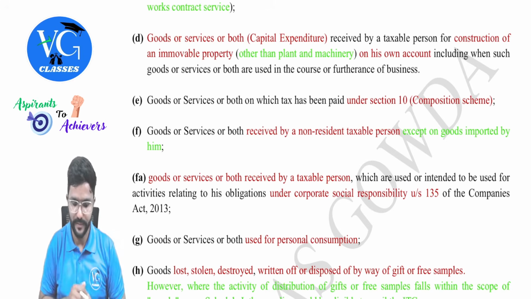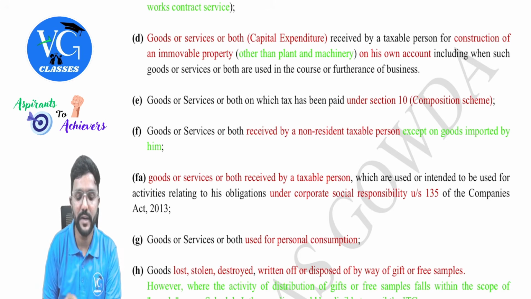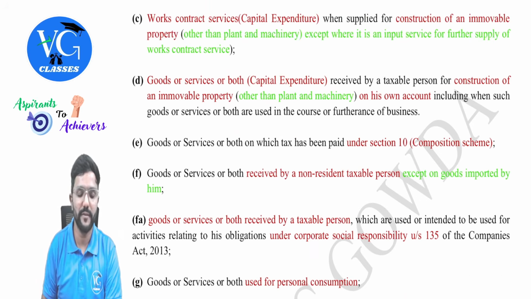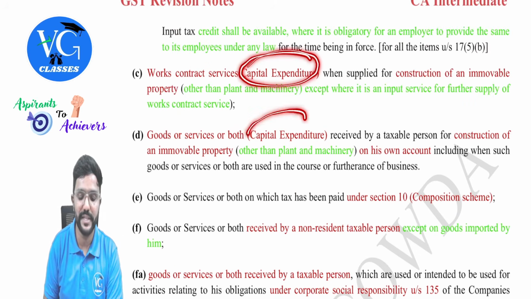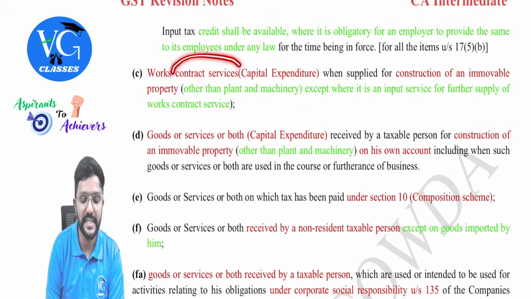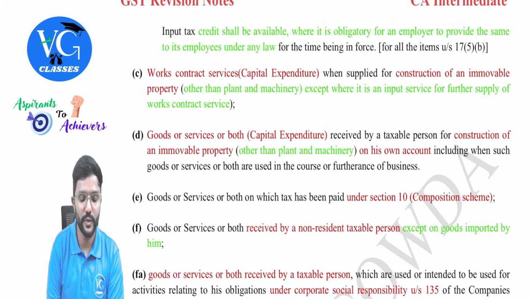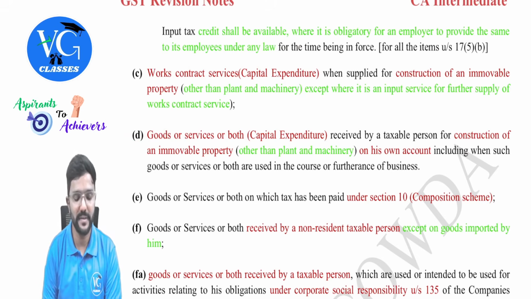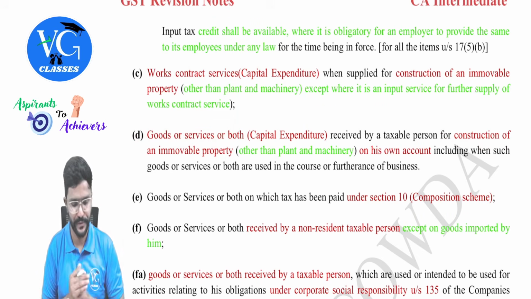Credit is available. Okay. And sir, what if in this case it is treated as revenue expenditure? Credit is available. So please be careful. Only if it is treated as capital expenditure in both these cases, credit is blocked. Okay. Here it is construction services and here it is goods or other services which are used in the construction of an immobile property. And other services here might mean architect or interior decoration or any other services.